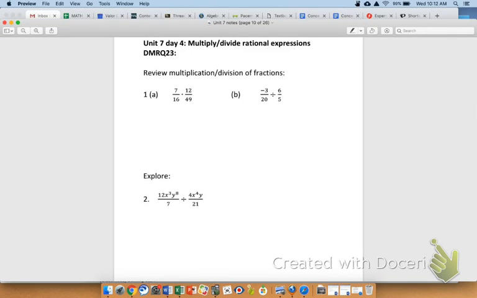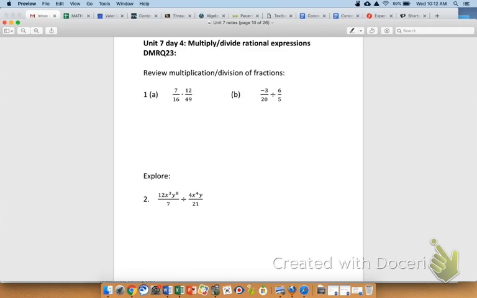Algebra 1, this is your work for today. This should match up with your packet for Unit 7, Day 4. And the past couple days we've been working on adding and subtracting rational expressions. And today we're going to be looking at how to multiply or divide rational expressions. And kind of a side note, we'll be, for the first time, looking at when and how to do some canceling within these rational expressions as well.